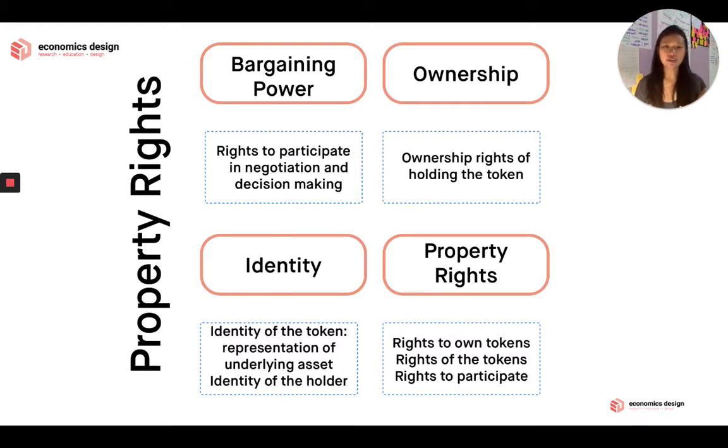When we talk about identity, we're talking about two types of identity: the identity of the token itself and the identity of the holder. The token itself really represents the underlying asset. It's similar to ownership, but instead of rights to own, it's your identity. It's the identity of this token. It's like, what's your name? My name is Lisa, and that's my identity. So that's part of property rights, because we need to put the rights to an identity. So we're looking at the identity of the token itself, and then we're also looking at the identity of the holder.